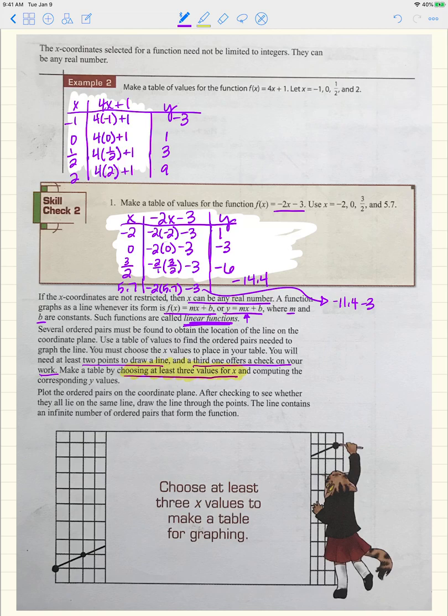If you are asked to make a table and you get to pick your x values and then you get to graph a function and you do anything less than 3 values for x, I will not grade it. It will just be wrong, okay? It will just be wrong. Now, plot the ordered pairs on the coordinate plane. After checking to see whether they all lie on the same line, draw the line through the points. The line contains an infinite number of ordered pairs that form the function.